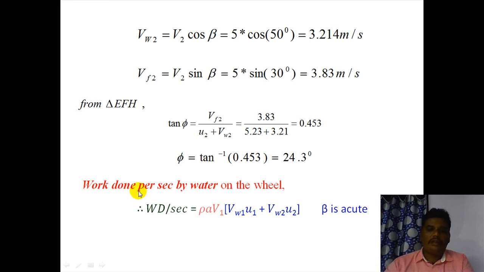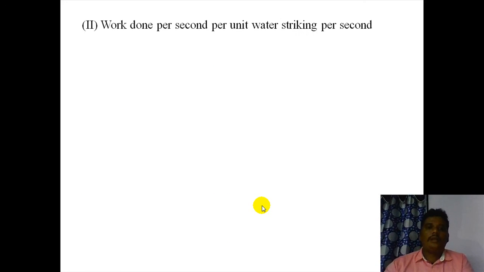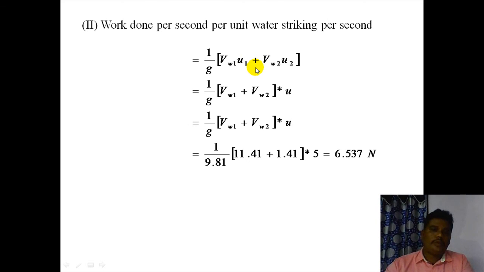Next, work done per second on the wheel, we know the equation: work done per second is equal to rho A V1 multiplied by VW1 U1 plus VW2 U2, where beta is acute. Now beta is 50 degrees, it is acute, so we have to use plus. Next, work done per second per unit weight of water is equal to 1 by g multiplied by VW1 U1 plus VW2 U2. Since U1 and U2 remain the same, it becomes 1 by g, VW1 plus VW2, multiplied by U.